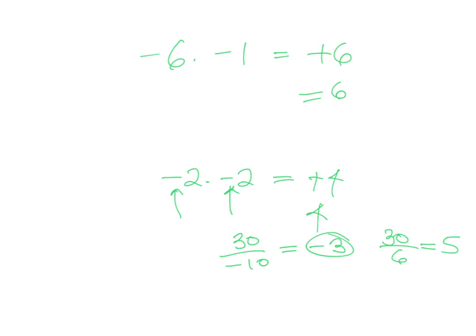Number 54, 80 divided by negative 8. So you have a positive divided by a negative. Remember, the signs are different, so our final answer we know is going to be negative. So that's negative 10.